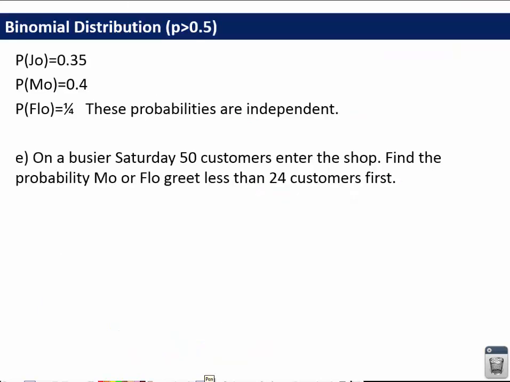Excellent. Question E. On a busier Saturday, 50 customers enter the shop. Find the probability Mo or Flo greet less than 24 customers. Okay, the probability of Mo is 0.4. The probability of Flo is 0.25. Hence, the probability of Mo or Flo is 0.65. That's quite a big probability. We're going to come on to why that could be a concern later.